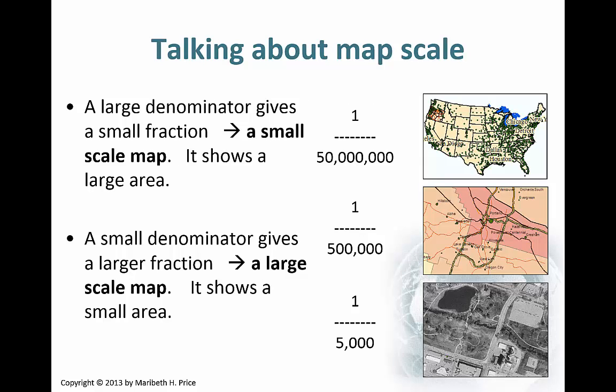When talking about maps, maps can be large scale, small scale, or intermediate scale. A large scale map has a small denominator such as 1 to 5,000. A small scale map has a large denominator such as 1 to 50 million.